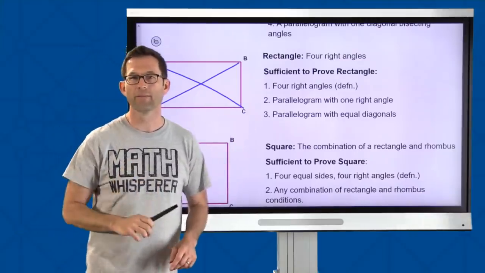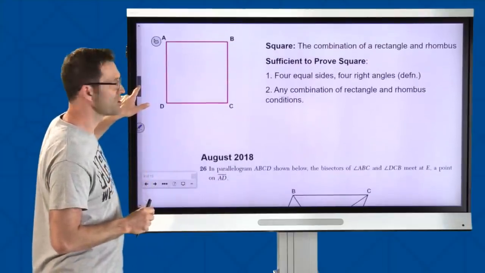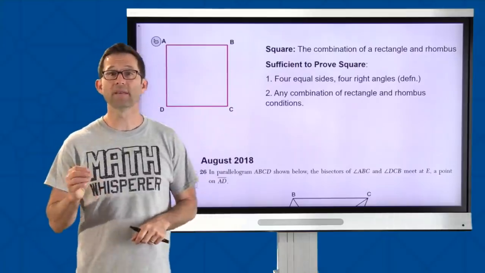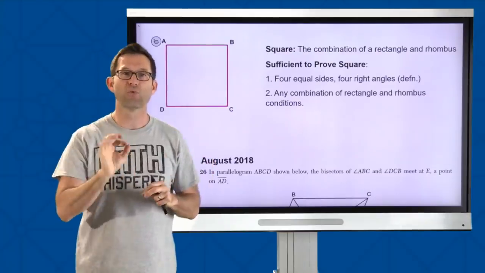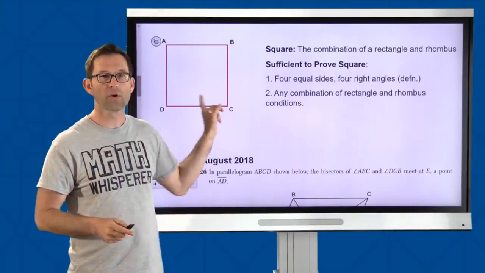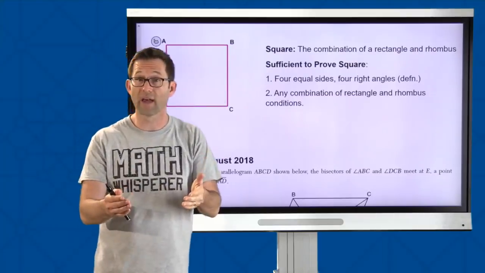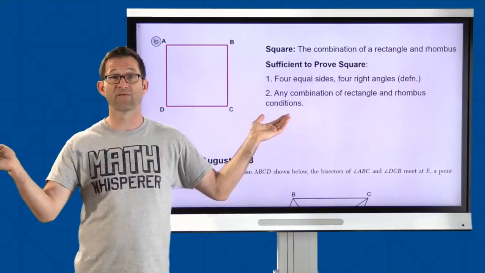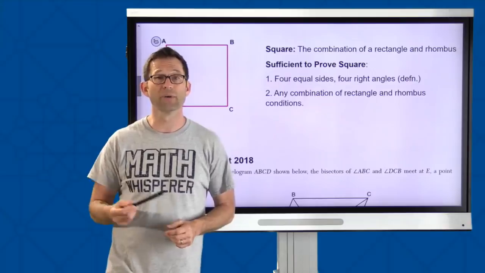And finally, the square. What appears to be the simplest of all quadrilaterals actually is probably the most complicated, right? A square is simply a combination, sort of the Venn diagram overlap between rhombuses and rectangles, right? Because a square has 4 congruent sides, so it's a rhombus, and it's got 4 right angles, so it's a rectangle. How do you prove something's a square? You prove it's got 4 equal sides and 4 right angles. Or you prove any combination of rectangle and rhombus conditions.